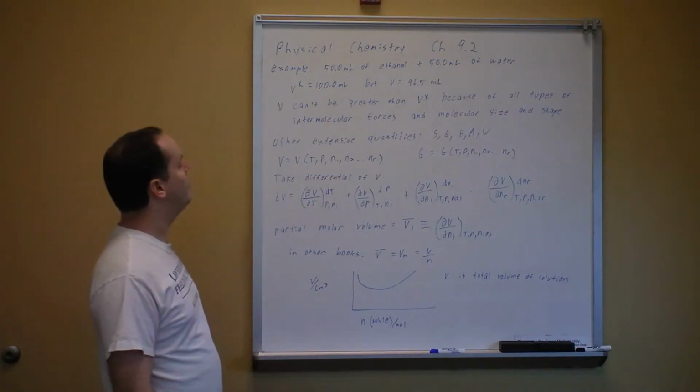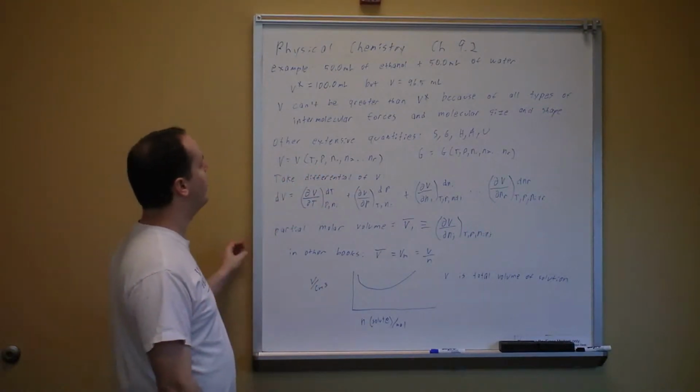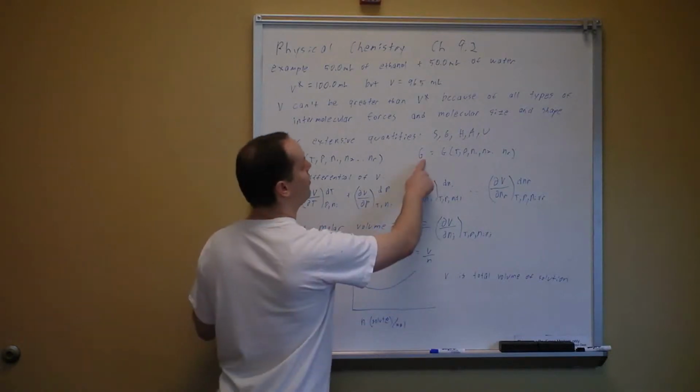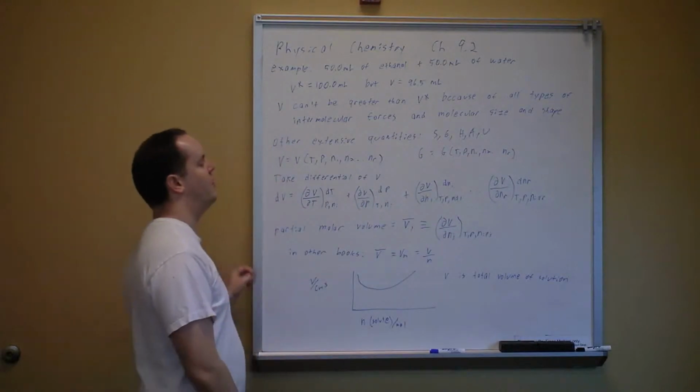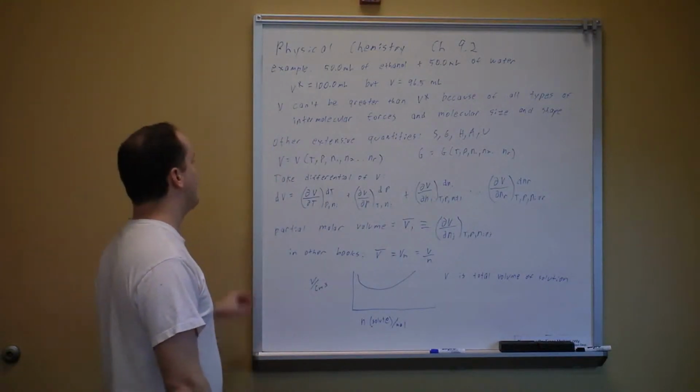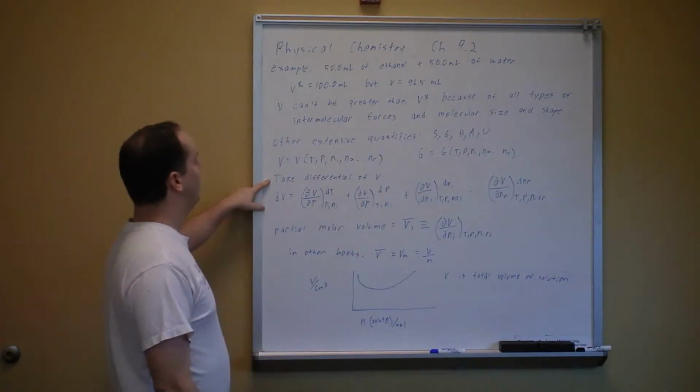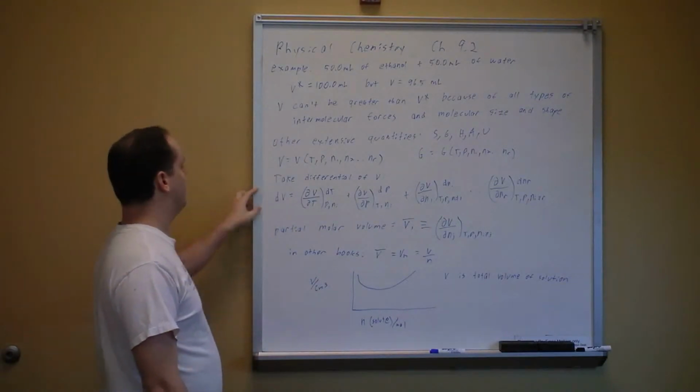Now, so we know the volume is a function of temperature, the pressure, and all the different types of substances, constituents you have in our solution. And then likewise the Gibbs free energy would also be a function of the temperature and the pressure and all the different substances you have in the solution. So let's say, what's our exact differential of volume then?